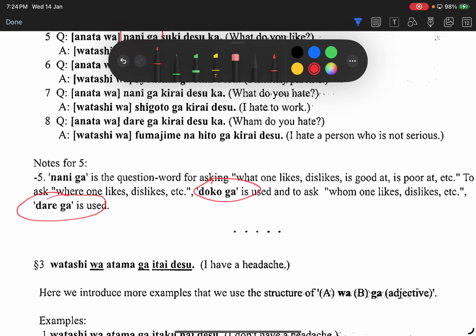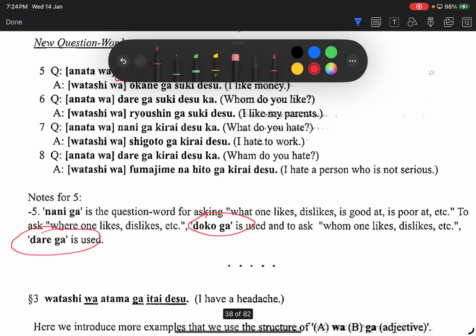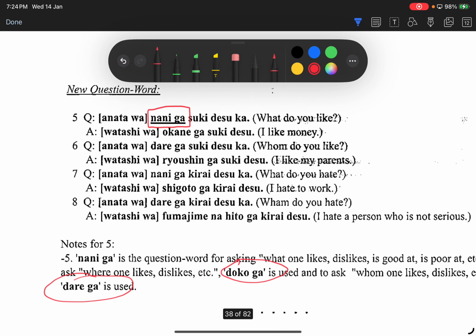But anyways, we have other question words such as doko ga, dare ga. Right? So instead of saying nani ga, you can change it to doko ga or nani or dare ga. These are basically the object questions. Okay, for example, dare ga suki, doko ga suki. That means where do you like, who do you like. So we just change the question. Then back to what I want to say just now. If you want to change the subject, it will just be right, very simple.